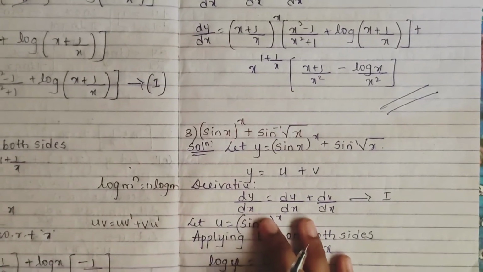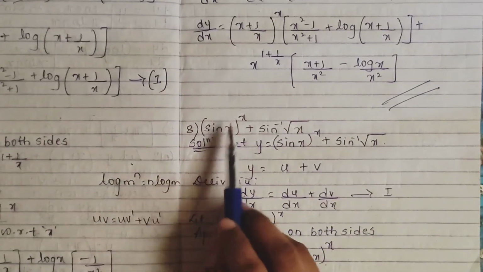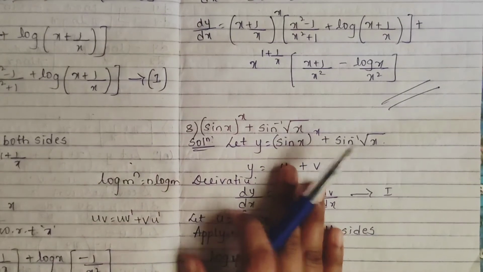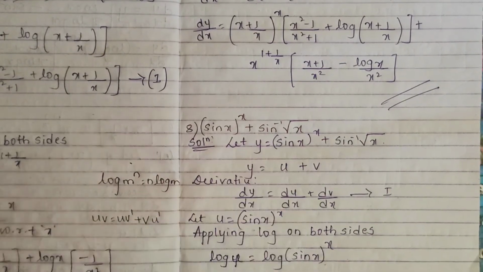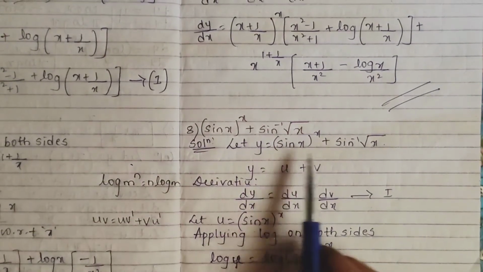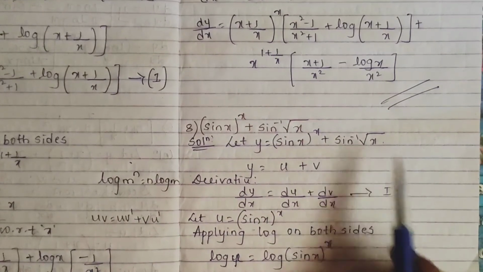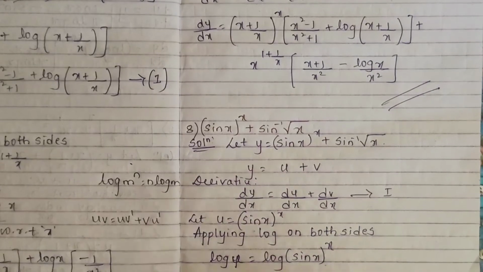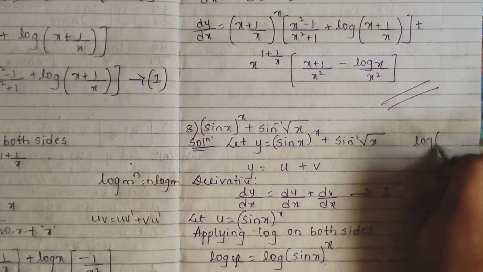So you have the next problem, sin x raised to x plus sin inverse of root x. In the same way as the previous one, first we will take, let y is equal to (sin x) raised to x plus sin inverse root x. This we will take as u, and this as v. Why? Because there is no such identity of log of a plus b.